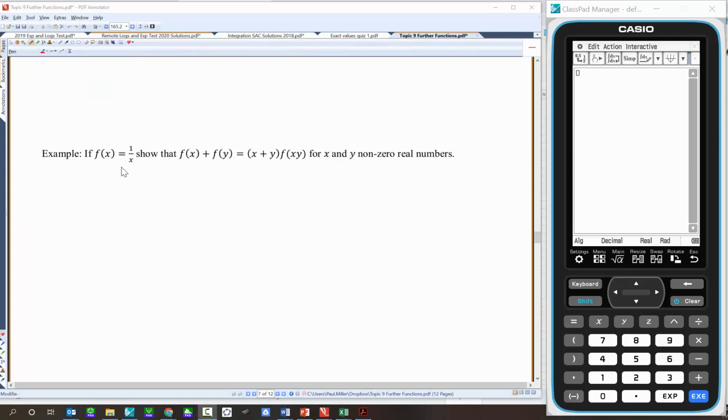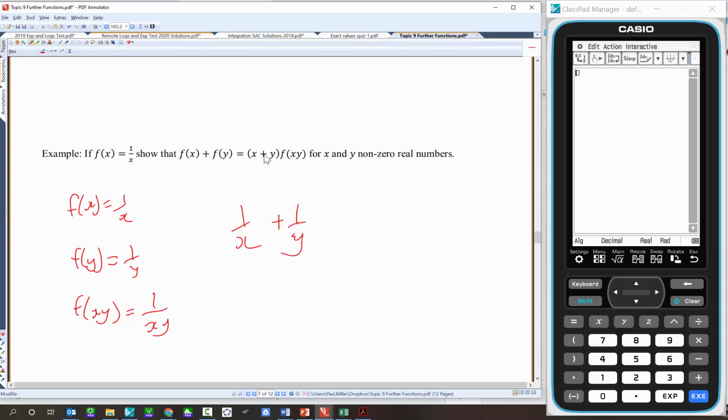For this problem, we know that f(x) is a hyperbola, and they want us to show that this is the case for x and y non-zero real numbers. So let's note down that f(x) is 1 on x, f(y) is equal to 1 on y, of course, and f(xy) is equal to 1 on xy. So what's f(x)? It's 1 on x. What's f(y)? It's 1 on y. And we've got x plus y multiplied by f(xy), which is 1 over xy.